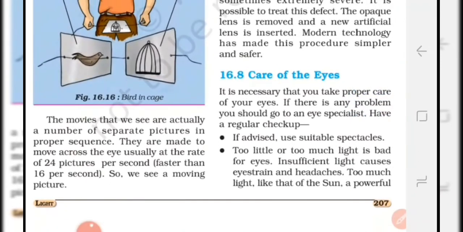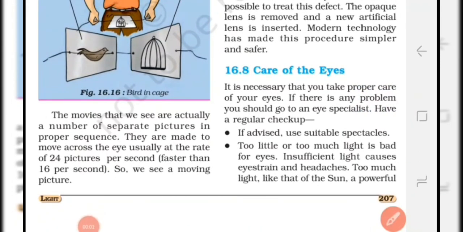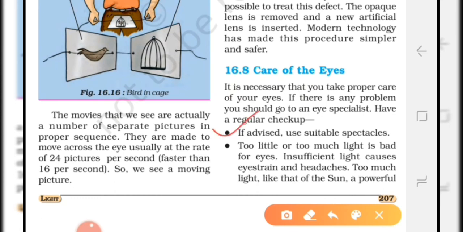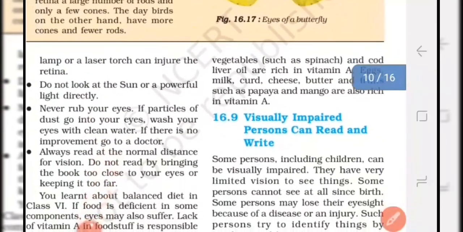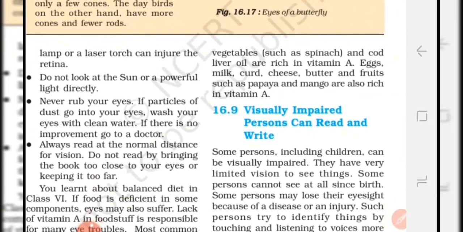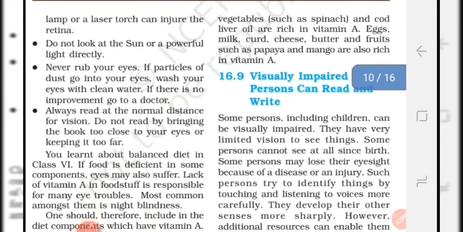Students, we know that eyes are a very important part of our body, so we must take good care of them. If there is any problem in your eyes, then you should consult an eye specialist. If advised, then use suitable spectacles. Avoid reading in very dim or very bright light, and do not look at very bright light or the sun directly. Don't rub your eyes. If something falls in them, immediately wash your eyes with water and consult a doctor if the problem persists.